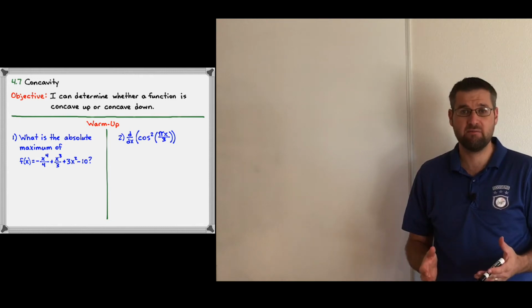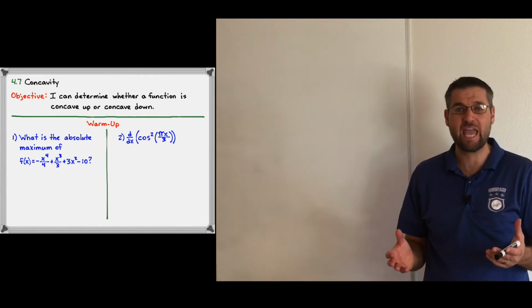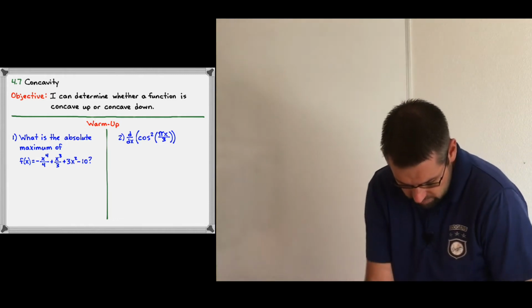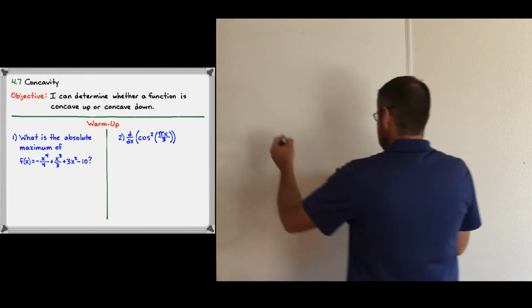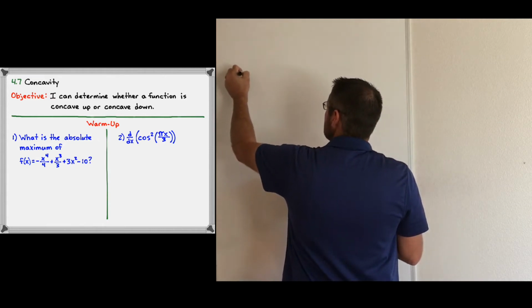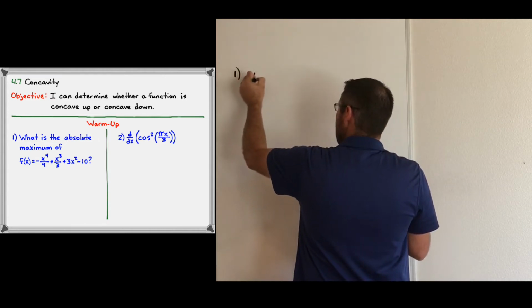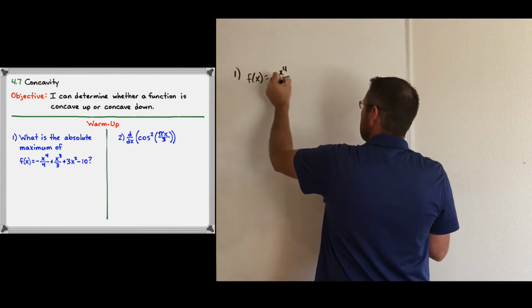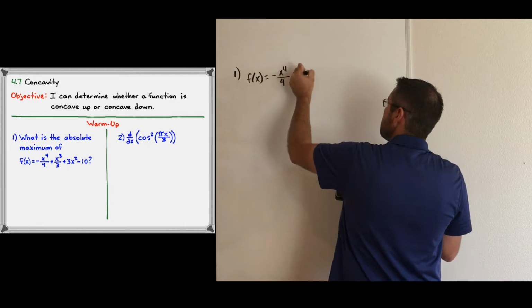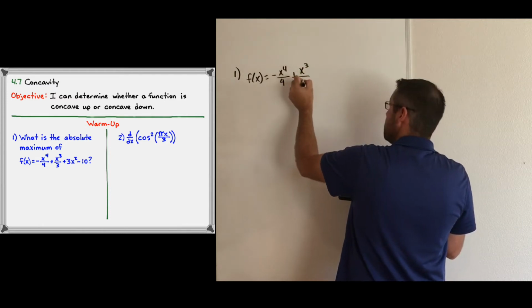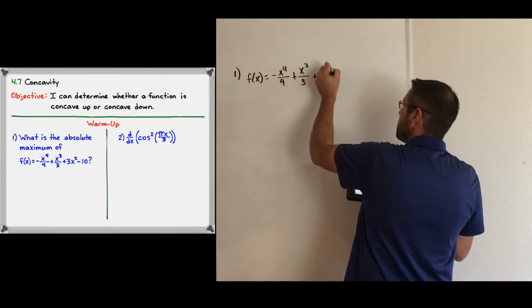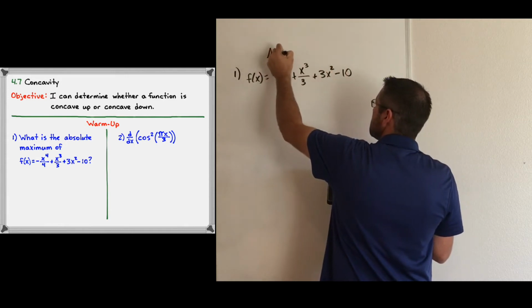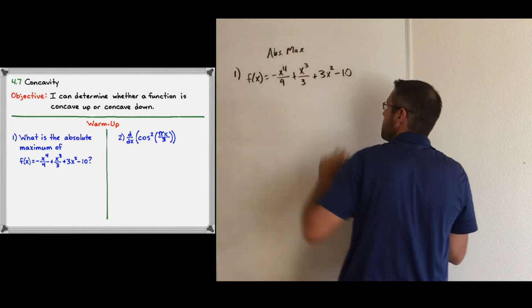Here's the warm-up activity for our next lesson on concavity. So let's go ahead and take a look at these problems to get our brains going for today. Number one, it says, what is the absolute maximum of f of x given that f of x is negative x to the fourth over 4 plus x to the third over 3 plus 3x squared minus 10. So we're looking for the absolute maximum here, okay?